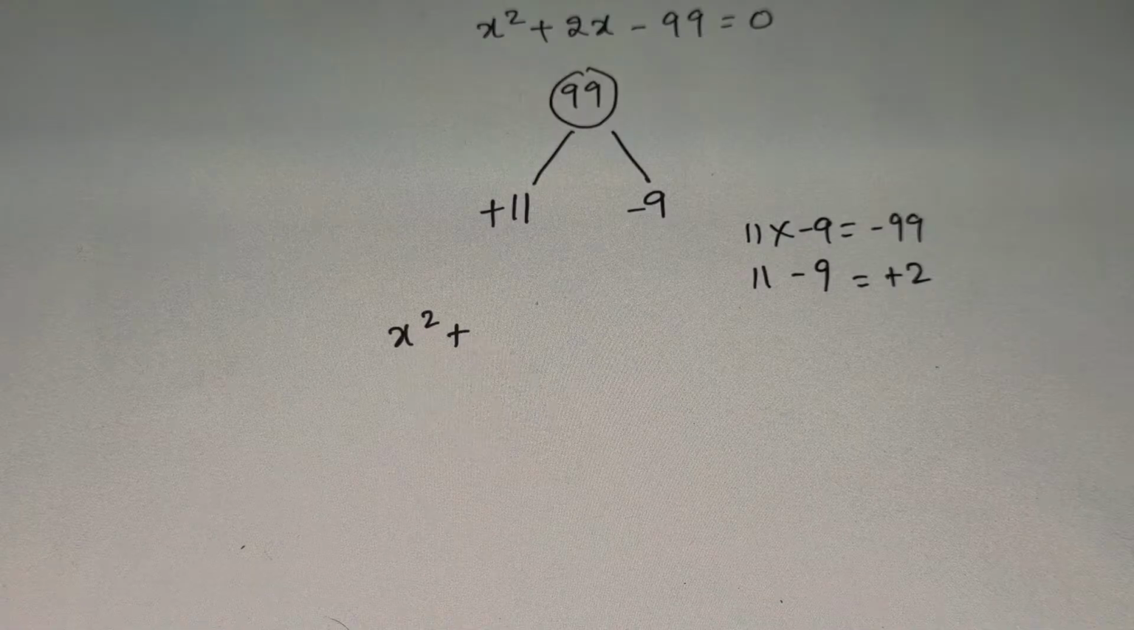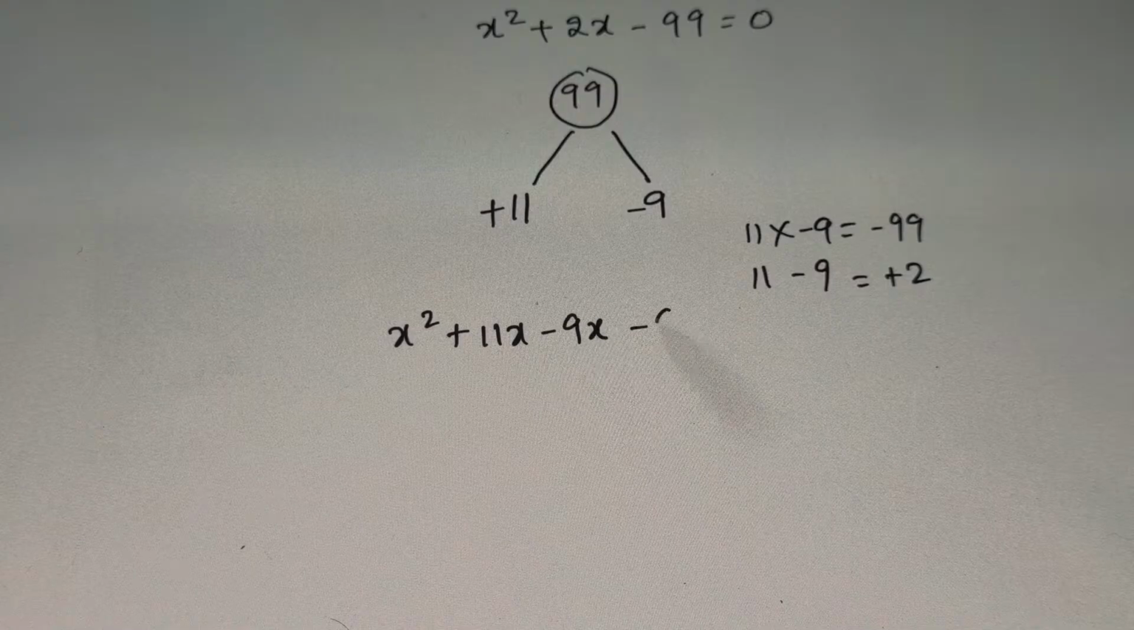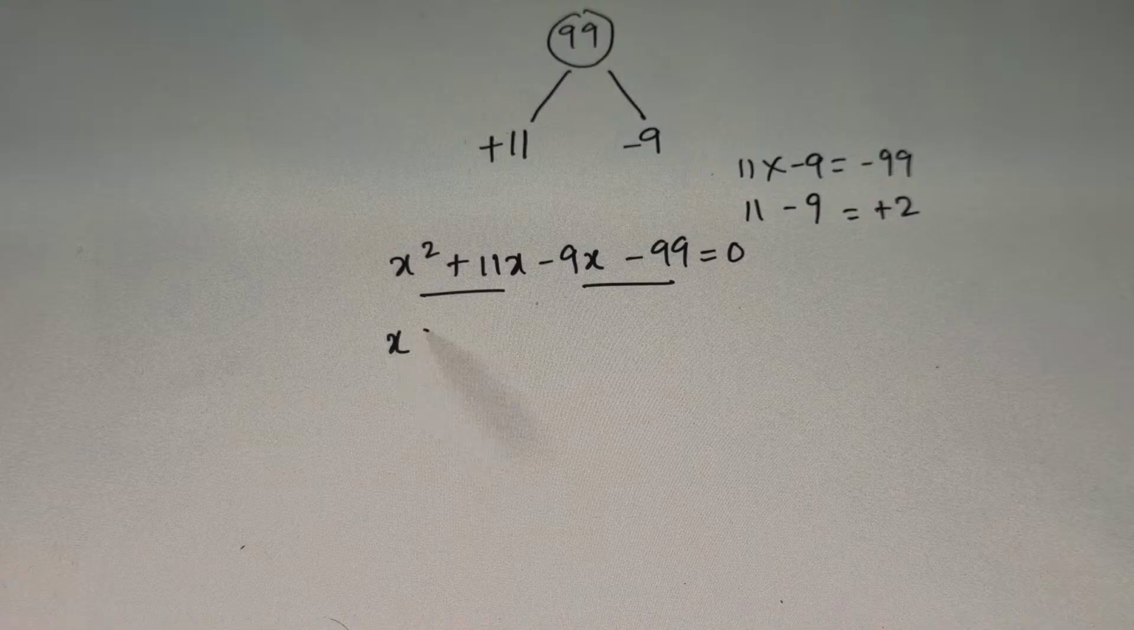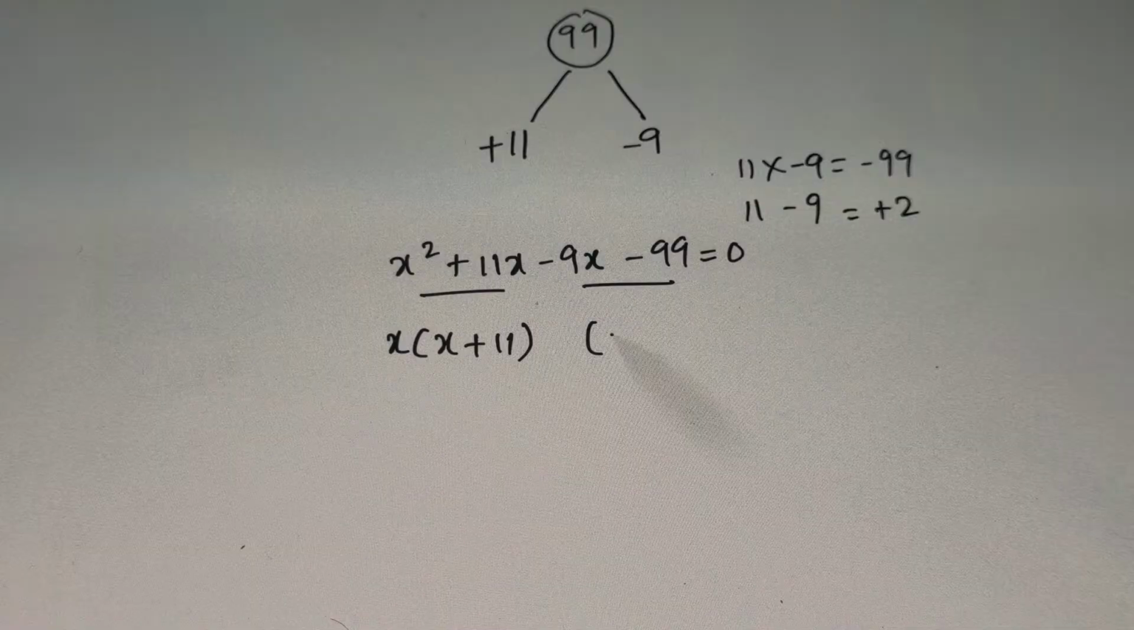Therefore x square plus 11x minus 9x minus 99 equal to 0. Now group the factors, the first two and the last two terms. The common value is x plus 11. So similarly you have to write here x plus 11. Now you have to work out for the factors. We can see both are different, so minus.